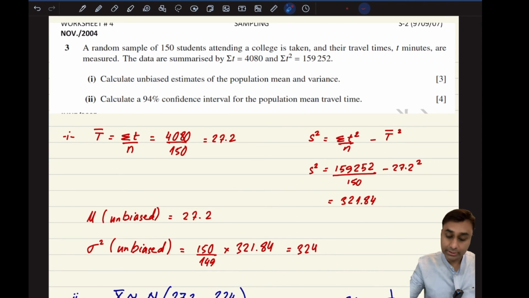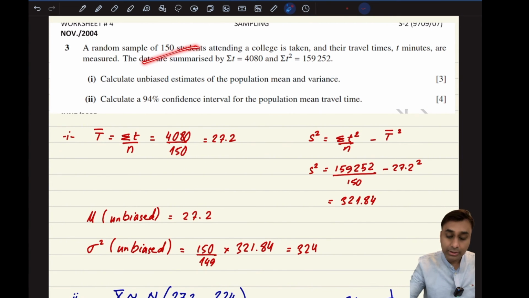One more example, and this is an important example because the question says 150, so there's a big sample size, but you don't know the population data. You know the data of the sample. So you can calculate the mean of the sample and the variance of the sample, but the mean of the sample is an unbiased estimate of the population mean. The variance of the sample will not be an unbiased estimate of the population variance. To make it unbiased, you have to multiply it by n upon n minus 1.